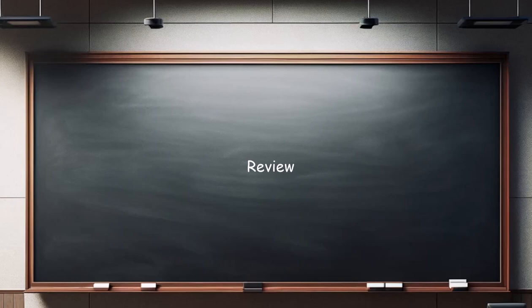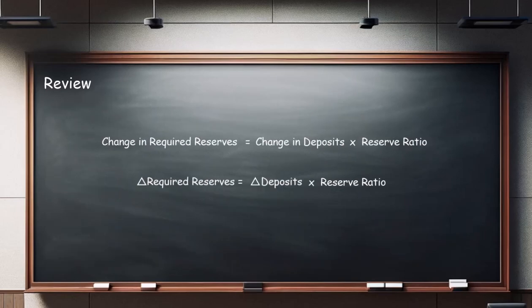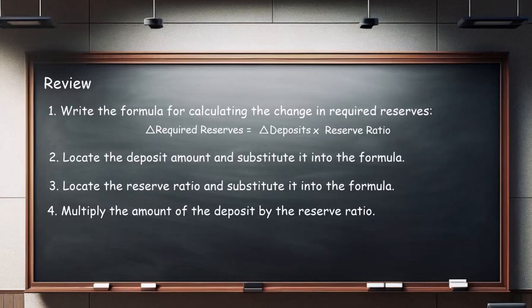One of the essential pieces of knowledge for understanding modern fractional banking is the idea of required reserves. And an important skill is calculating the change in the amount of required reserves a financial institution needs to hold. The video reviewed some key terms associated with fractional banking, including fractional banking, deposits, withdrawals, reserve ratio, and required reserves. The video also introduced the formula for calculating the change in required reserves. Required reserves equal deposits times the reserve ratio. The video provided a strategy for finding the required reserves, given a deposit and the reserve ratio. Finally, the video worked on a problem statement using the strategy.